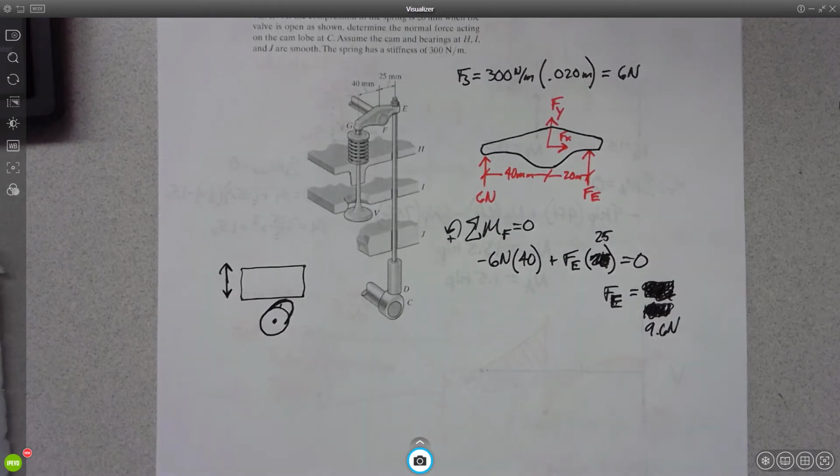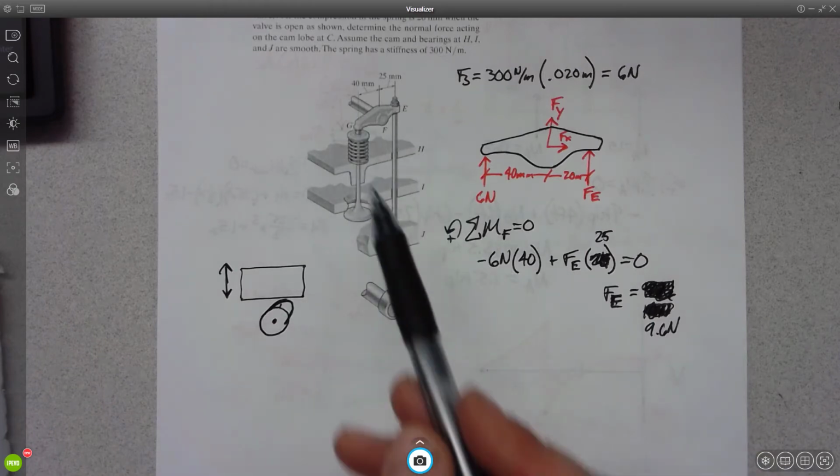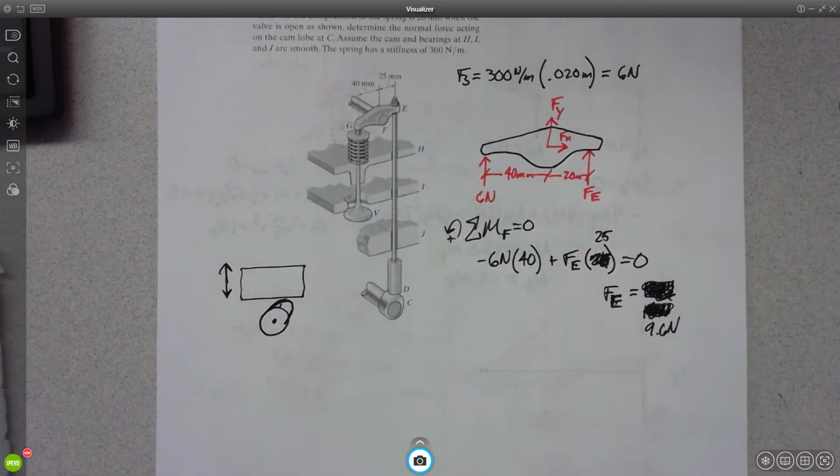Okay. Good question. We found FE. So how is that? I thought the cam lobe was at C. Yeah, I guess, but I would look at that and say, hey, it's a two-force member, right? So it's going to be the same. Okay.